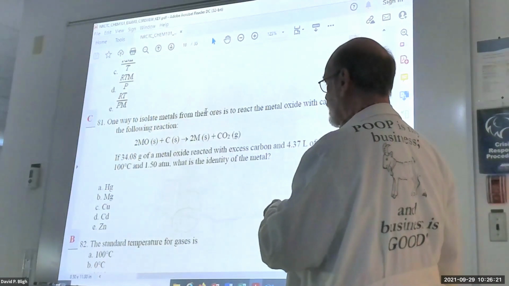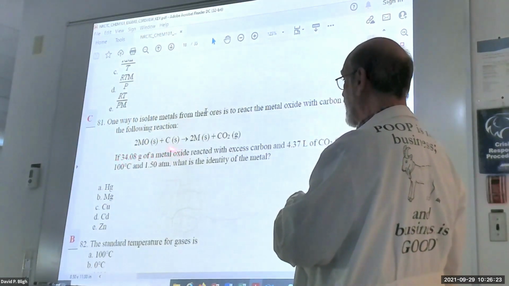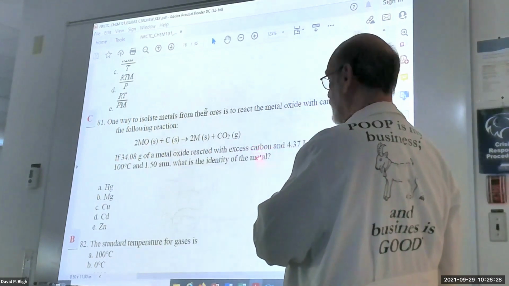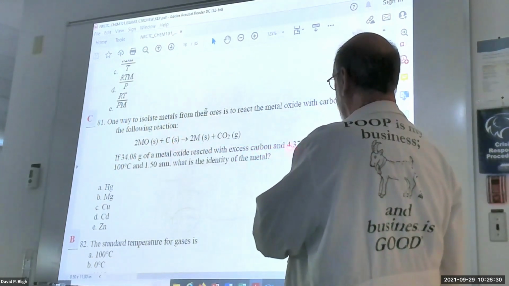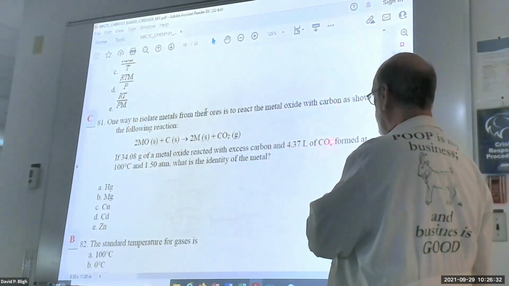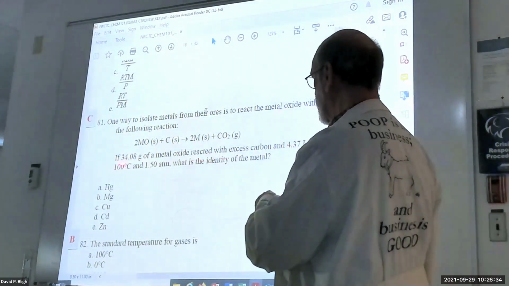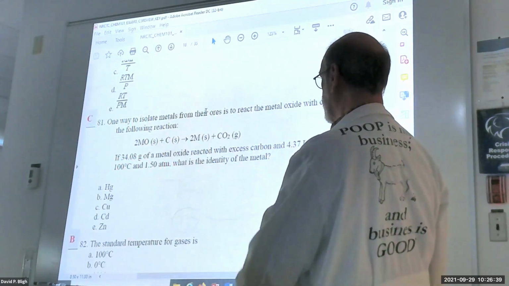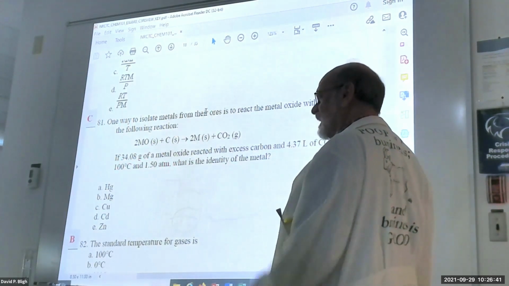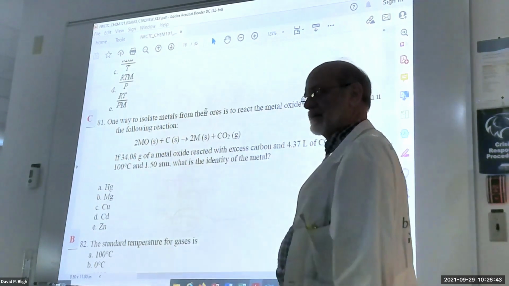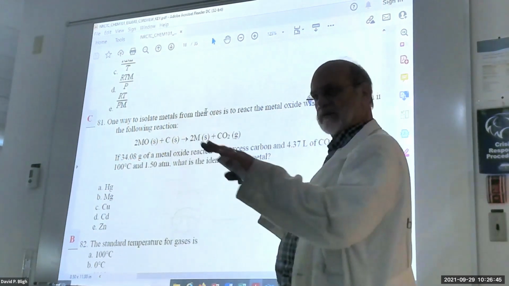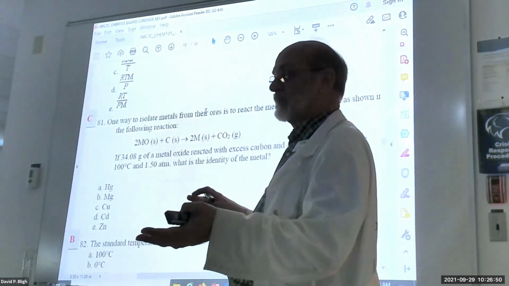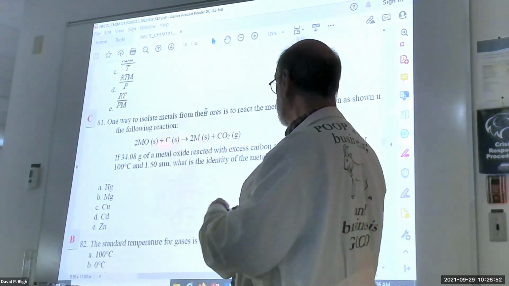Okay, if 34.08 grams of metal oxide reacted with excess carbon, so we don't have a limiting reactant there, and 4.37 liters of carbon dioxide formed at 100 degrees Celsius and 1.5 atmospheres, what's the identity of the metal? What do we need to know to identify that metal? One of 2 things. Either the atomic number, the number of protons. Can we get the protons from this?